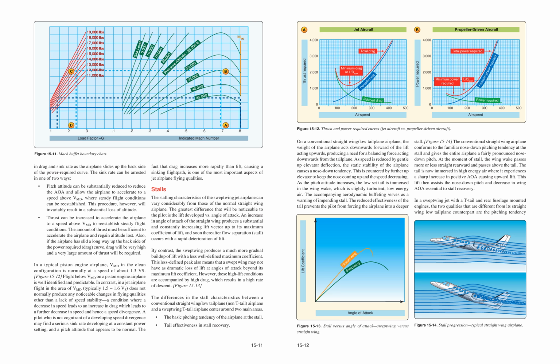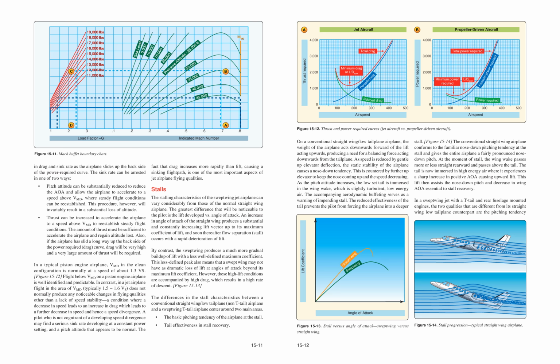By contrast, the swept wing produces a much more gradual buildup of lift with a less well-defined maximum coefficient. This less defined peak also means that a swept wing may not have as dramatic a loss of lift at angles of attack beyond its maximum lift coefficient. However, these high lift conditions are accompanied by high drag, which results in a high rate of descent.